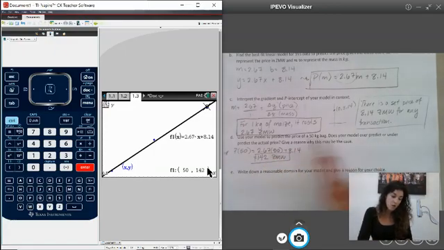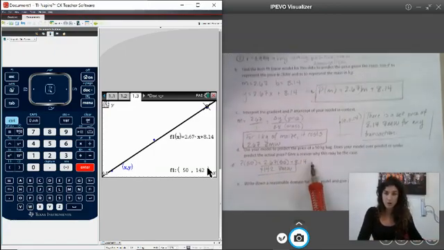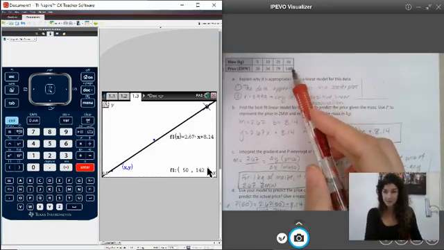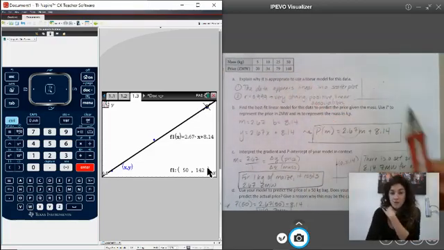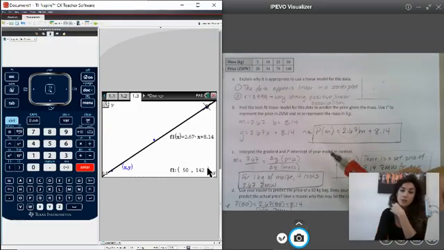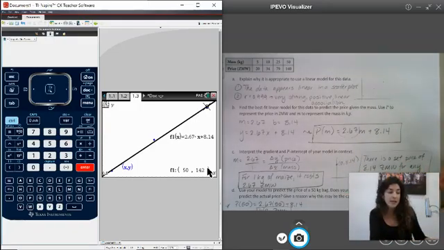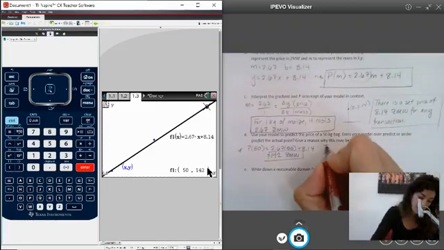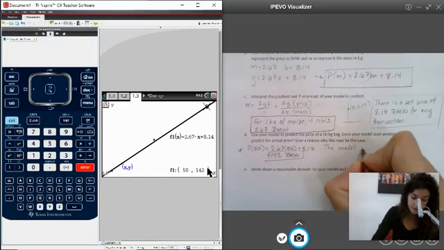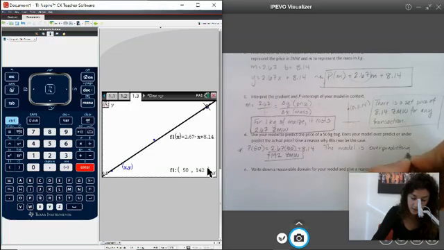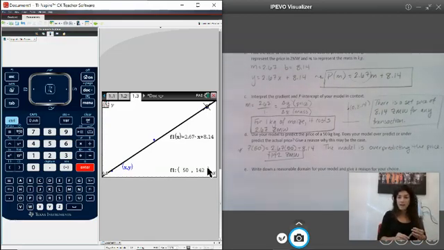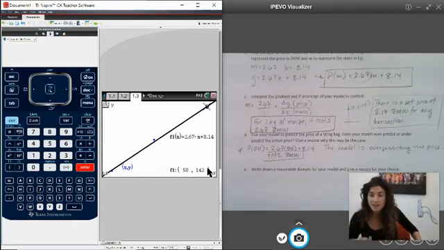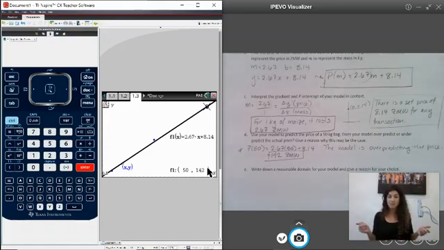It says, does your model over or under predict the actual price? And so if you go back up here, realize that at 50, the actual price ended up being 140. So if our regression equation tells us that it's 142, that means that our model is over predicting the price. So the model is over predicting the price.